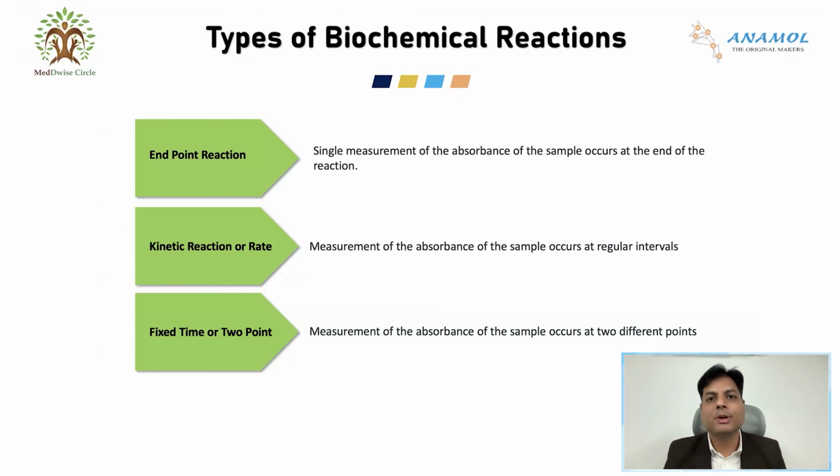In kinetic reaction, we don't wait for the reaction to get complete. We take the measurement of the absorbance while the reaction is still in progress. So here, we take minimum two absorbance. This is very, very important because this is relevant for all the enzyme activity measurements. If we have to do enzyme activity estimation, we follow kinetic procedure. But if we have to calculate the concentration of analyte, then we follow the first method, which is endpoint reaction.